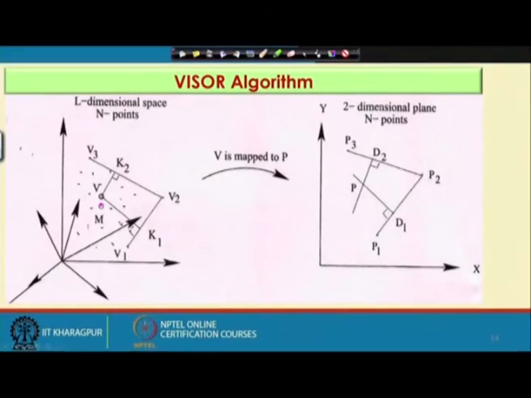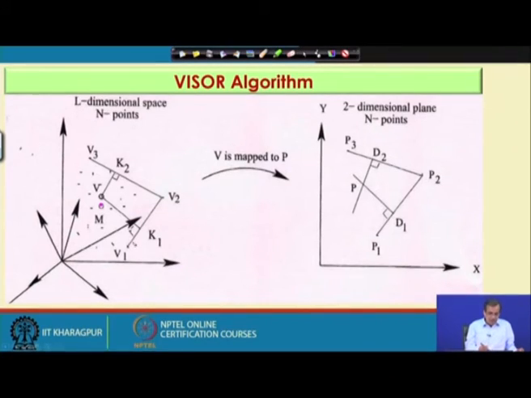Now, once you have got the centroid point, we try to locate 3 pivot points like V 1, V 2 and V 3. I am just going to discuss how to locate these pivot points. These pivot points are actually going to help while doing this mapping.